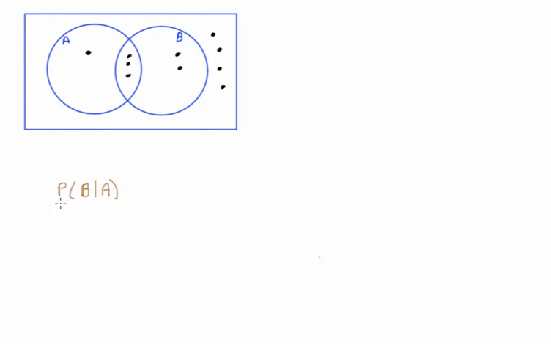Okay, so let's do it the other way. The probability that you're in B given that you're in A. Given that we're in circle A, I'm reducing my sample space. I'm only looking at the stuff that's in A, those 4 dots. So out of those 4 dots, what's the probability that I'm in B? Well, these 3 are in B out of a total of 4. So 3/4, or 0.75, or 75%.